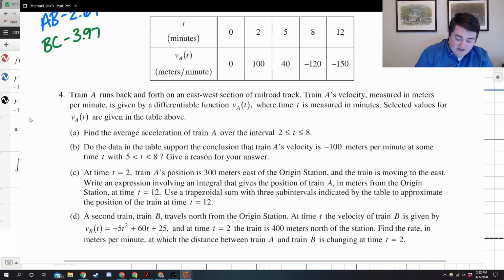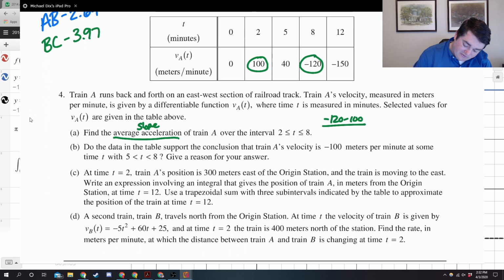So if what we have is a velocity function, which we do in the table, and we're asked to find average acceleration, they are simply asking for slope. Find the slope from 2 to 8. So negative 120 minus 100 over 8 minus 2. Okay, I don't need to simplify that.